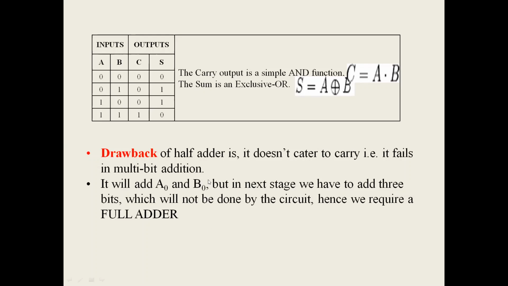Now, drawbacks of half adder. The drawback of half adder is it doesn't cater to carry, that is, it fails in multi-bit addition. It will add A0 and B0, but in the next stage we have to add 3 bits, which will not be done by the circuit. Hence we require a full adder. Okay, so let us go to the full adder.